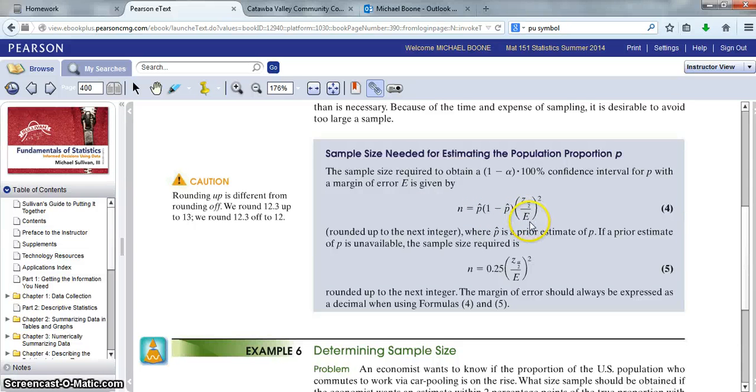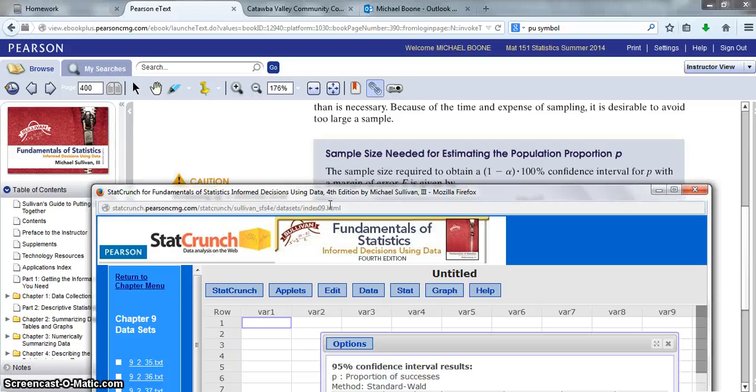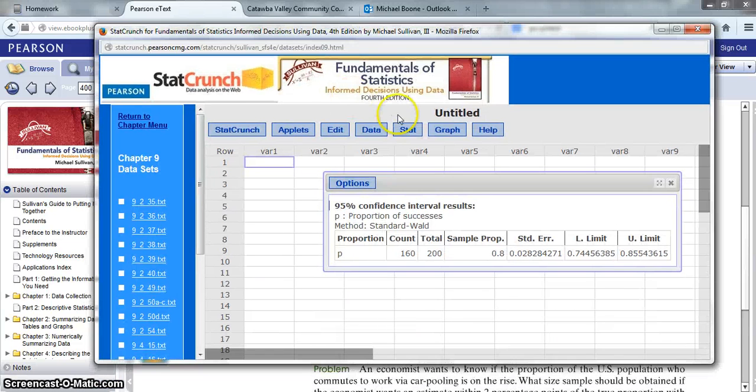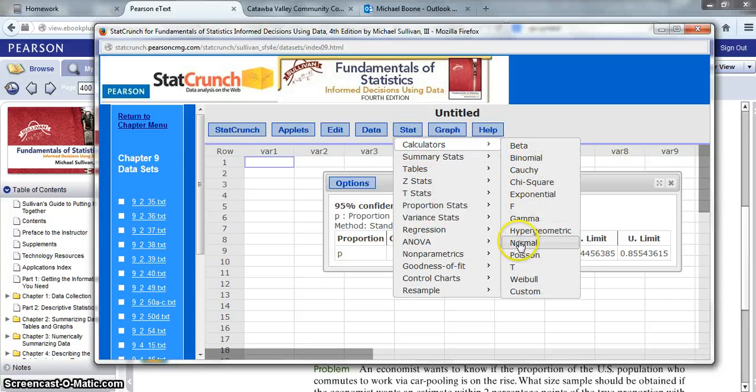E stands for your margin of error, and z alpha over 2 will help us figure out our level of confidence. So if we want to be 95% confident, our alpha would be 5%, and we divide that by 2, so that would be 2.5%. So we just want to find the z value for 2.5%. Let's do that real quick. If we go back to our StatCrunch, and if I want to find out what my z alpha over 2 is, I'm going to do stat calculator, normal calculator.